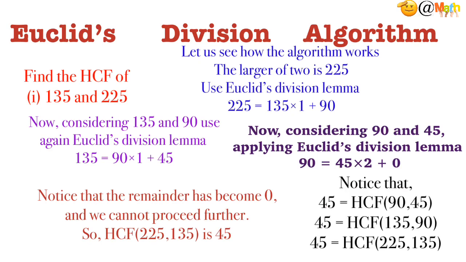Notice that 45 is the HCF of 90 and 45, 45 is the HCF of 135 and 90, and 45 is the HCF of 225 and 135.